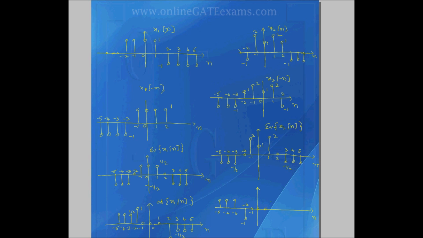Next at 2, what happens? At 2 this is 1, and at minus 2 this is minus 1. So 1 minus of minus 1 will be 2, and 2 by 2 will be 1. So this will be 1. Next at 3, this will be minus half. At minus 4 and minus 5, these amplitudes will be half, and at 4 and 5, these amplitudes will be minus half. So this is 0, 1, 2, 3, 4, 5. This is our odd part of the signal x2 of n.